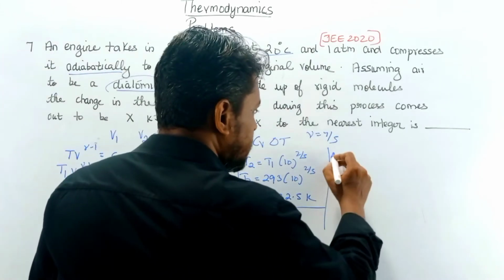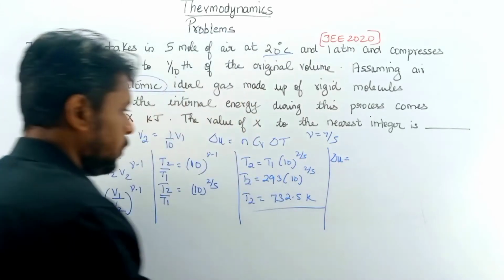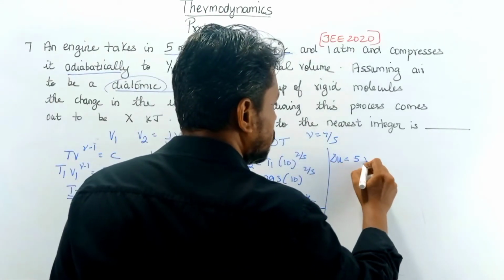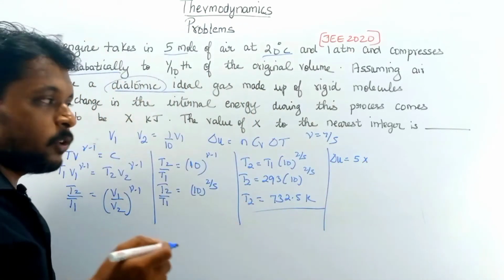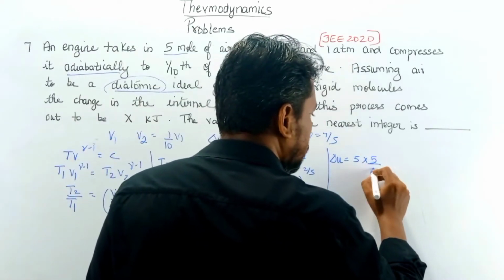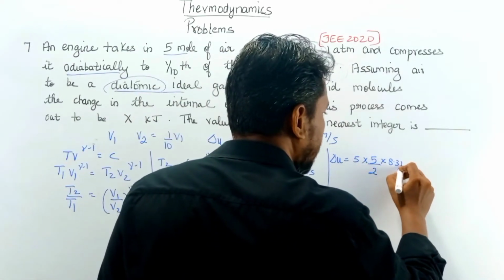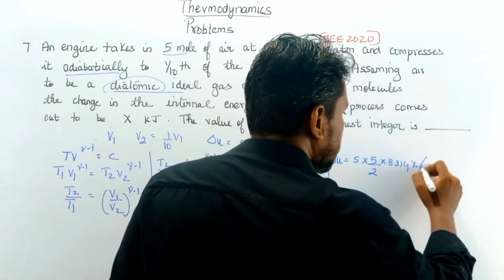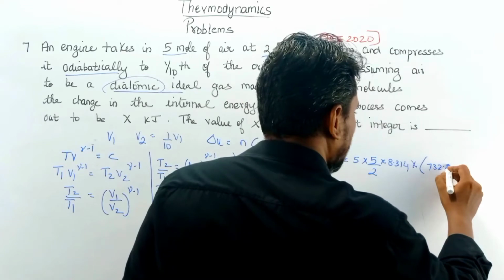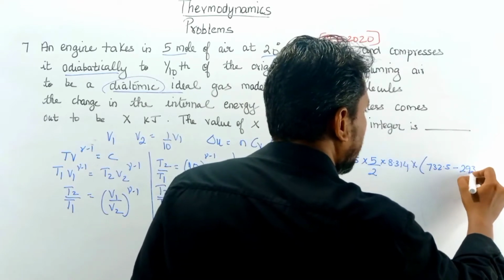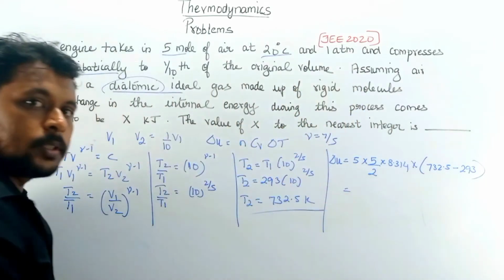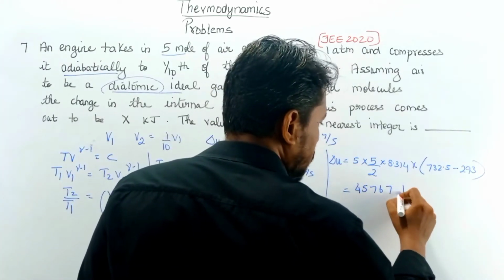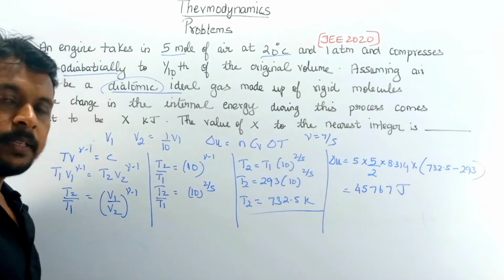So now the change in internal energy, delta U is equal to, so you know that the number of moles is given as 5. So for diatomic molecules, CV value is 5 by 2 of R. It is 5 by 2 into R value is 8.314. So I substitute the value of R here into change in temperature, that is 732.5 minus 293. So when you do this calculation, you will be getting approximately 45767 joules.